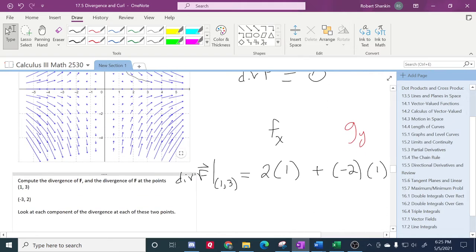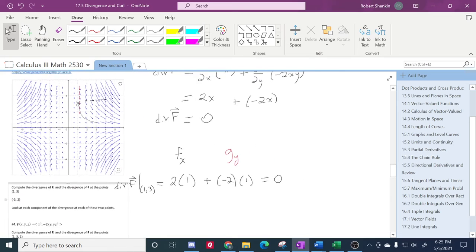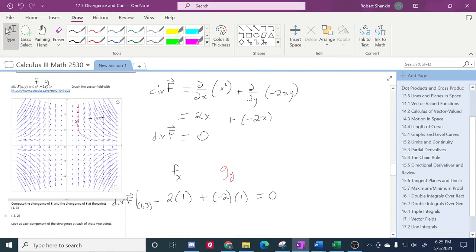Alright, so you do the next one. At the point -3, 2, find that point on the graph, find the two components, and explain the divergence at that point. So let me give you a couple minutes to look at that yourselves.